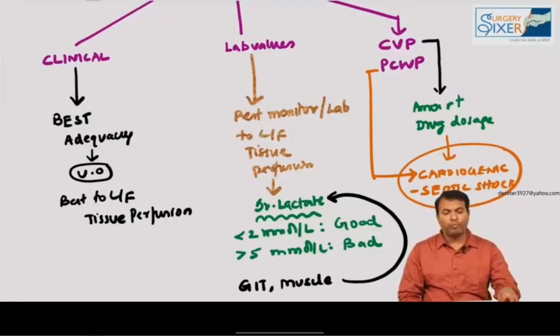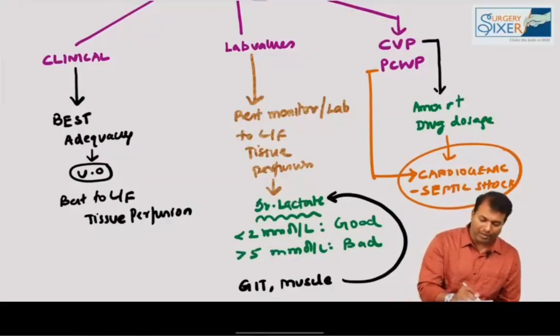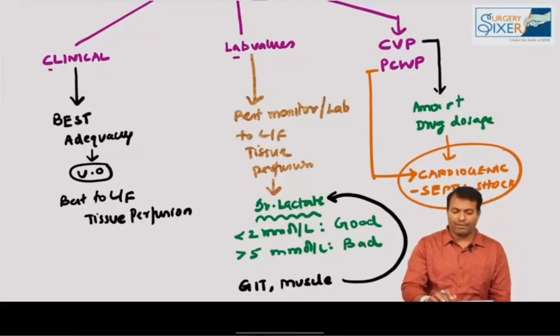So the best lab value to measure, if they ask you, you have to go for serum lactate level. Please don't forget these points. Pulmonary capillary wedge pressure and central venous pressure, please don't forget. These are high yield MCQ points you should never forget: clinical, lab values, CVP, and pulmonary capillary wedge pressure.